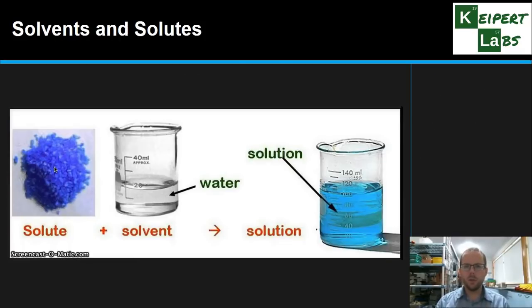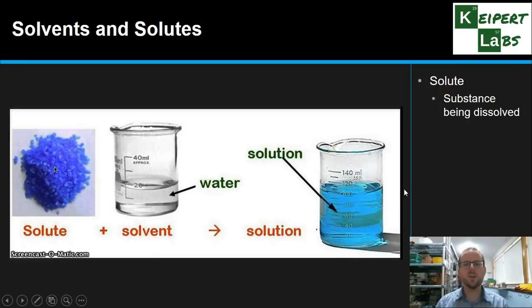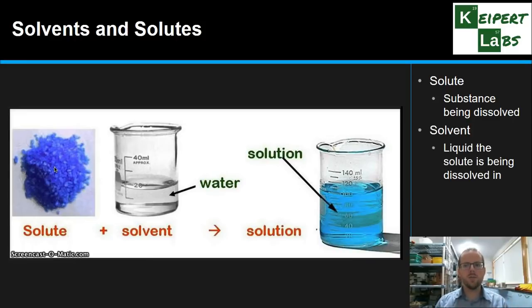So how do we define this? Let's think about the parts that come together to make up a solution. We have a solute and a solvent that combine together to make a solution. The solute refers to the substance being dissolved. It is the lesser substance, the one there are fewer particles of relative to the other. The solvent is the substance, typically the liquid, that the solute is being dissolved in. So it might be water, it might be ethanol, that is alcohol or methylated spirits. It might be all sorts of other things.